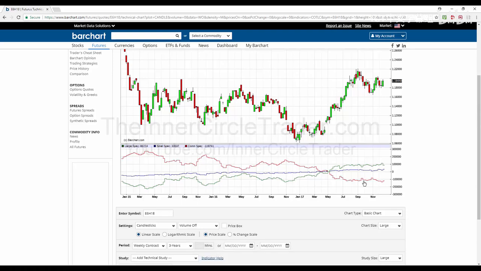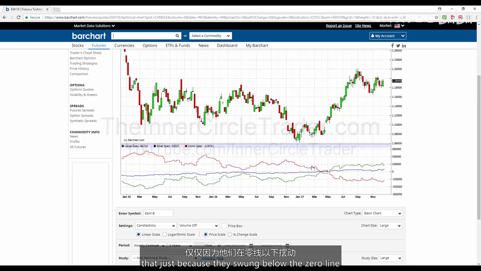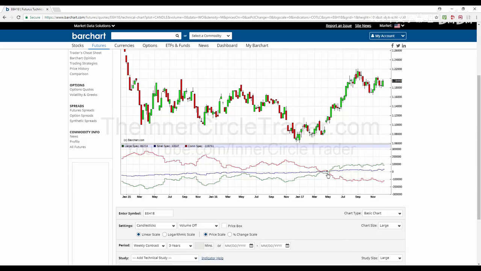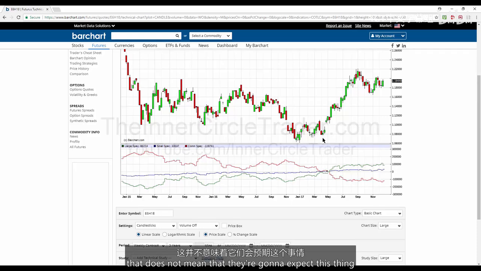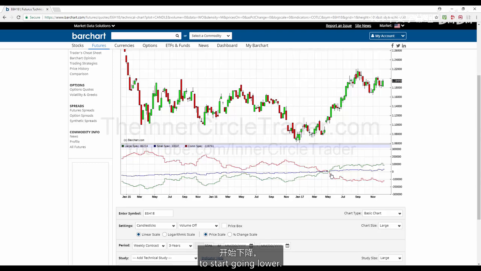Notice also that just because they swung below the zero line like they did here, that is in no way indicative of a directional change. In other words, if they're bullish up here and they swing down below the zero line, that does not mean that they're going to expect this thing to start going lower. All this means is they started doing a transition from a heavy long position to now that of a heavy net short position. Okay, so they were selling in this rally.